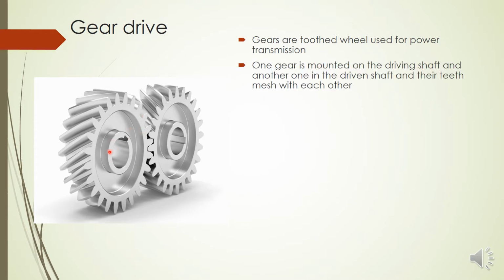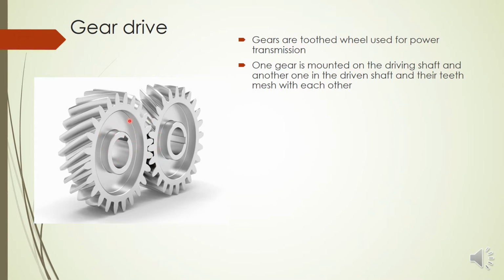And of course we can see here there is a hole at the center of these two gears, and our shaft will be connected inside this hole with the help of a key. So one gear will be mounted on the driving shaft and another one will be mounted on the driven shaft, and their teeth will mesh with each other. So you can see in this interface between these two gears there are some teeth which are meshed together. So that is how the motion is transmitted.